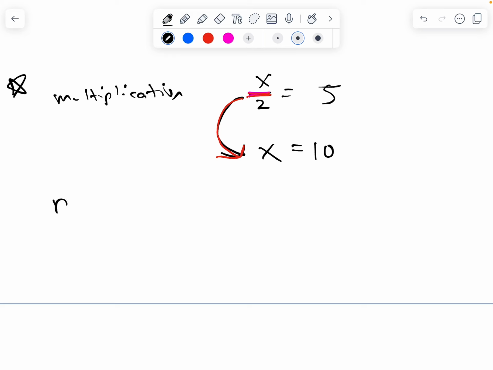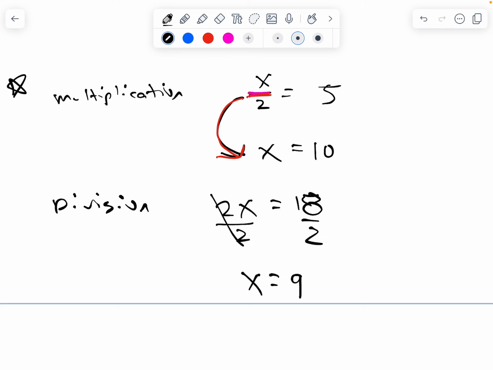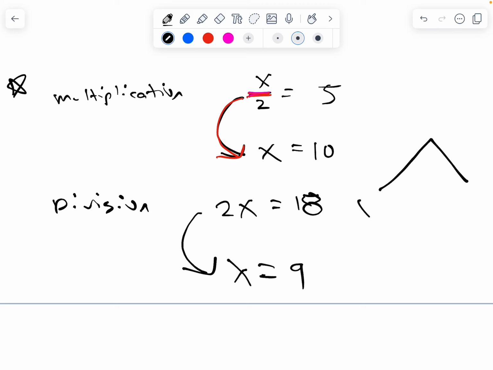And finally, you've got division. The division property is like this. You have 2x equals, let's do 18, and you divide both sides by 2, and you have x equals 9. So the way you got from 2x equals 18 to x equals 9 is by doing division. Okay, so those are all properties that relate to doing things to a scale.